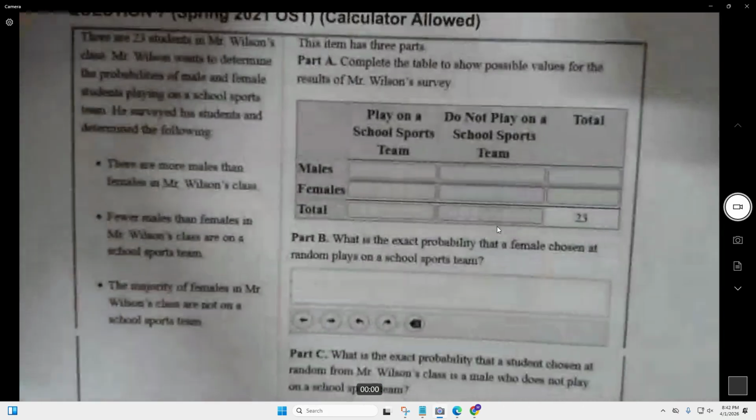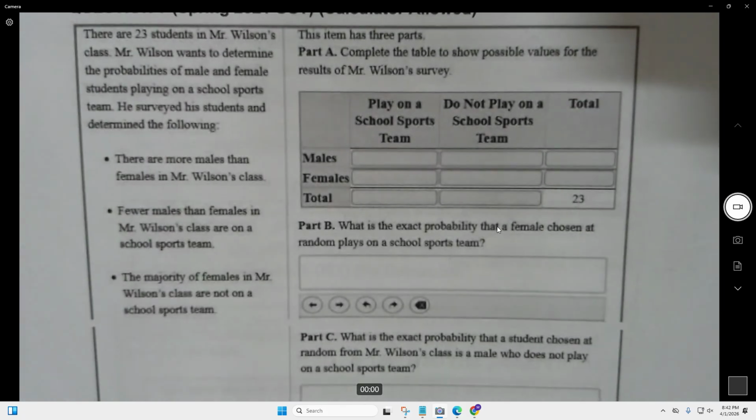Question 7. This item has 3 parts. There are 23 students in Mr. Wilson's class. Mr. Wilson wants to determine the probabilities of male and female students playing on a school sports team. He surveyed his students and determined the following. There are more males than females in this class. Fewer males than females in Mr. Wilson's class are on a sports team. The majority of females in Mr. Wilson's class are not on a sports team.